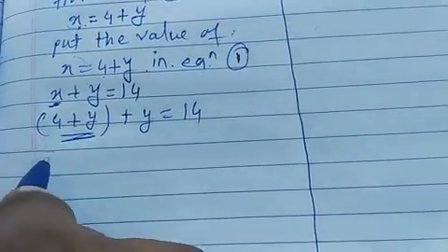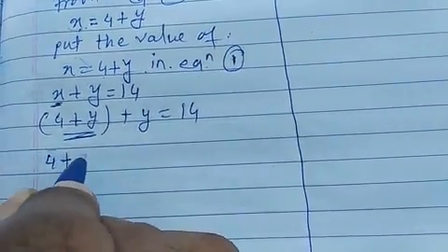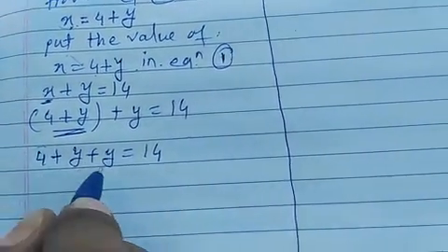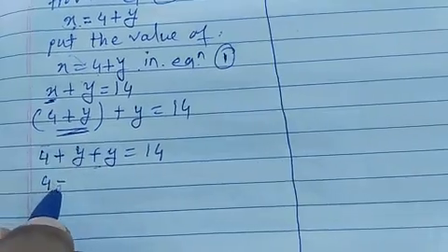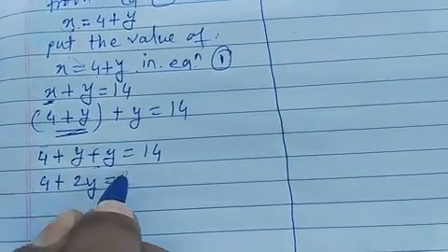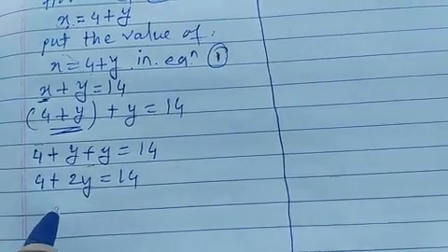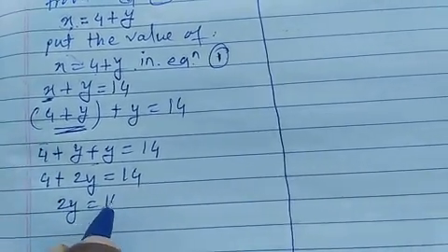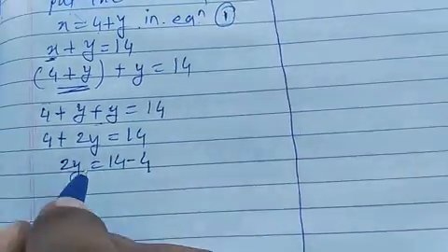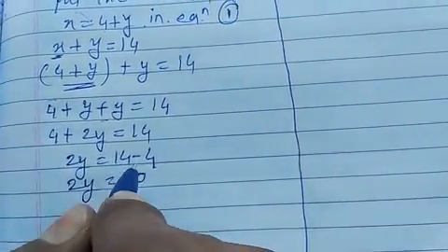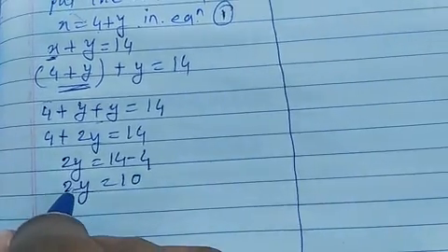It is possible to remove this bracket, and I will write here therefore 4 plus y is equal to 14. Here we will get y plus y, 2y, so that will get 4 plus 2y is equal to 14. I will shift this 4 toward the right hand side. So we will get here 2y is equal to 14 minus 4, so that gives 2y is equal to 10.